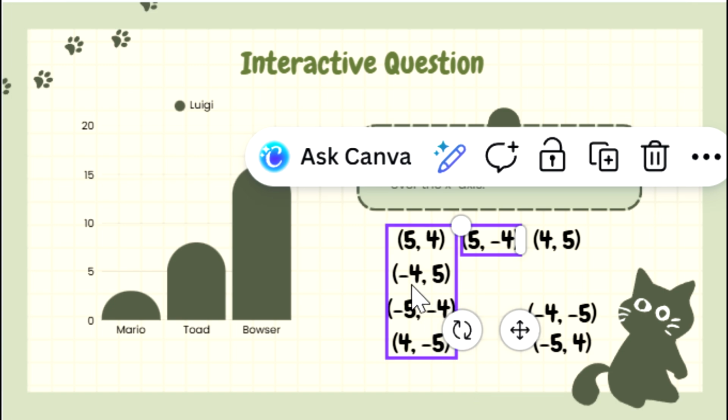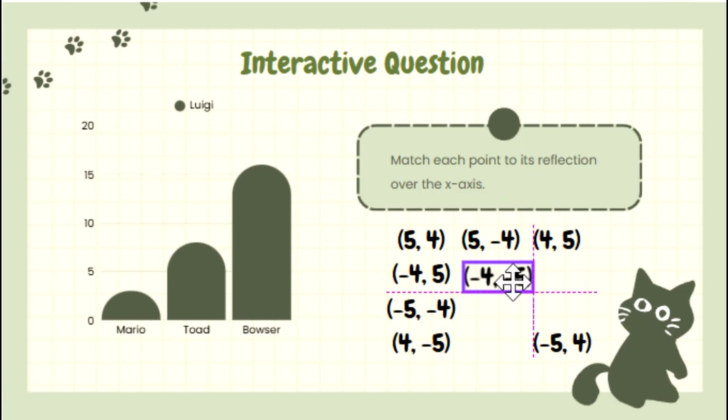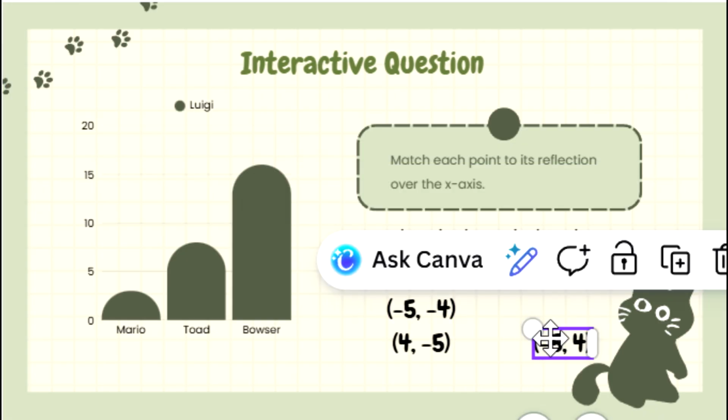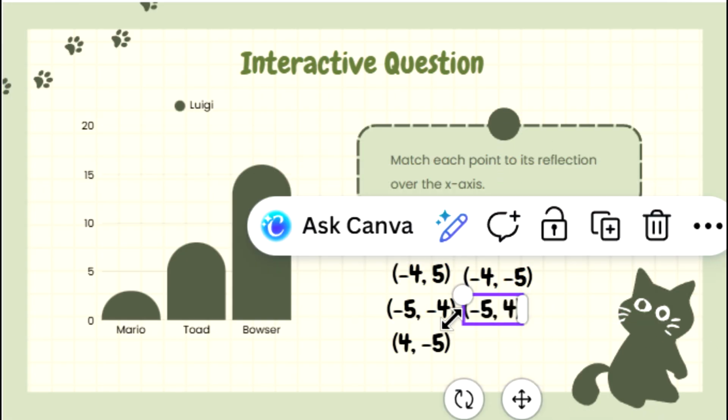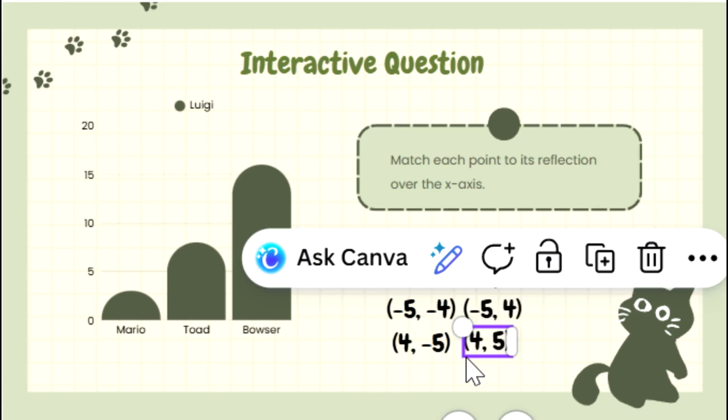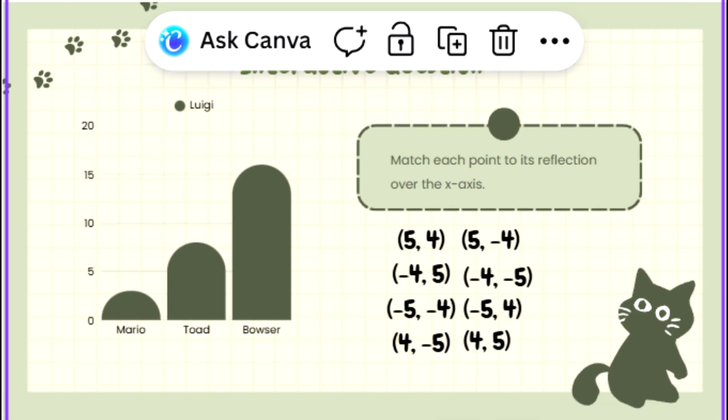For (negative 4, 5), the x value stays the same, so here's our negative 4, and the y value becomes opposite. It becomes a negative 5. This one, our x value stays the same, so we have our negative 5. Negative 4 is going to become opposite, so it becomes a positive 4. Our last one, the 4 is going to stay the same, and the negative 5 is going to become a positive 5. So that's how that lines up. It's that easy. Don't change the x, flip the sign on the y.